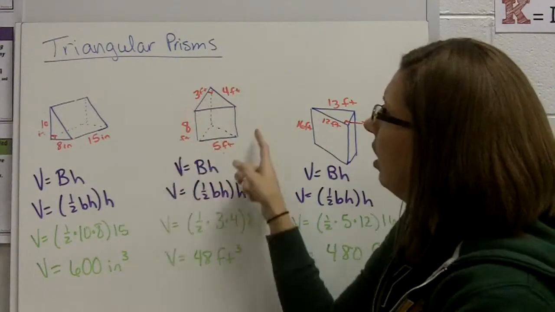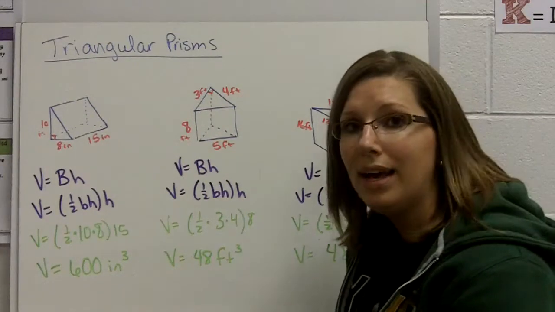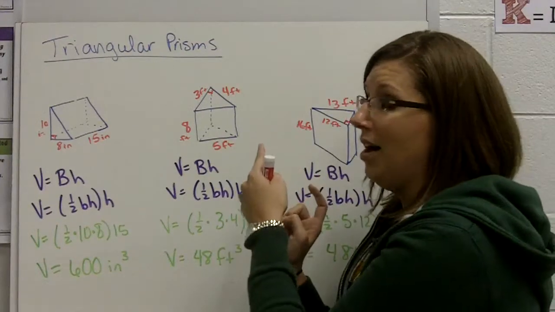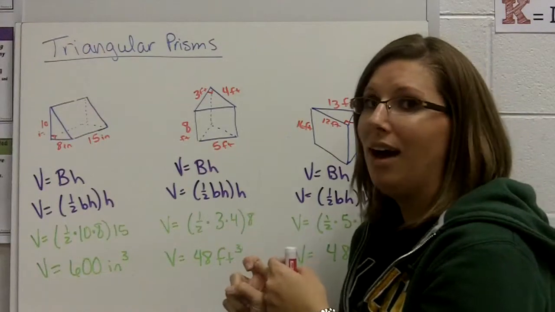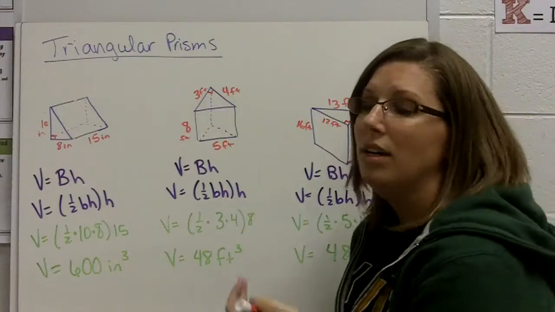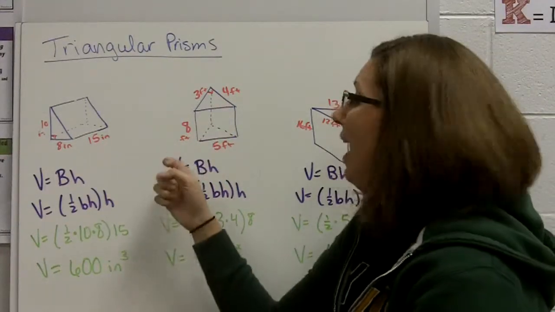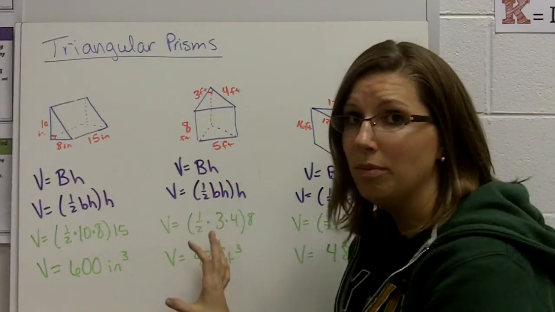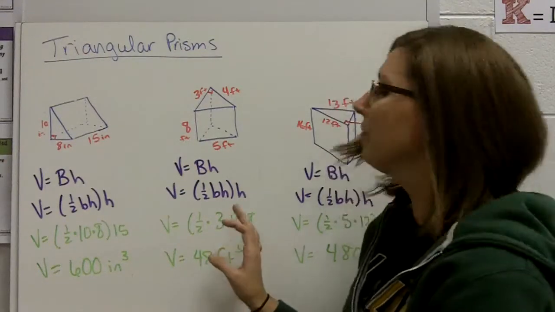Here, I've got more numbers than I need. They gave me too many numbers. So again, I have to really identify what's my base. In general, a triangle. What's the base line of my base shape? 3. What's the height? 4. And then what's the height of the entire prism itself? 8. I never use this number 5 in finding volume. I might use it when I find surface area, but not with volume.